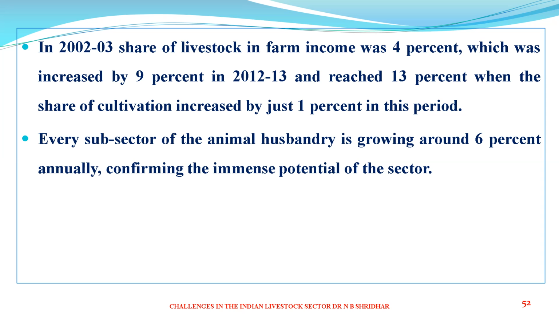About 20 years back, in 2002, the share of livestock in farm income was 4%, which increased by 9% in 2012-13 and reached 13%, while the share of cultivation increased by just 1% in this period. Every subsector of animal husbandry is growing very fast, around 6% annually, considering the immense potential of livestock, whereas other sectors are not growing as fast. The support of the government is very much required in this sector, as many farm-holding people in India are totally dependent upon the government for healthcare systems, extension education systems and many more.